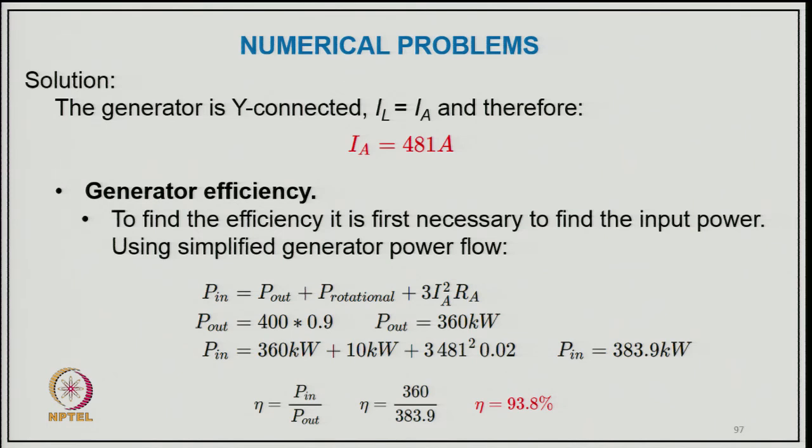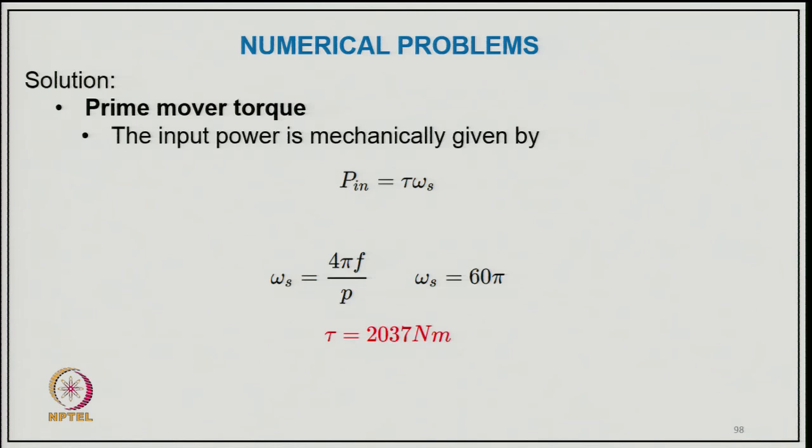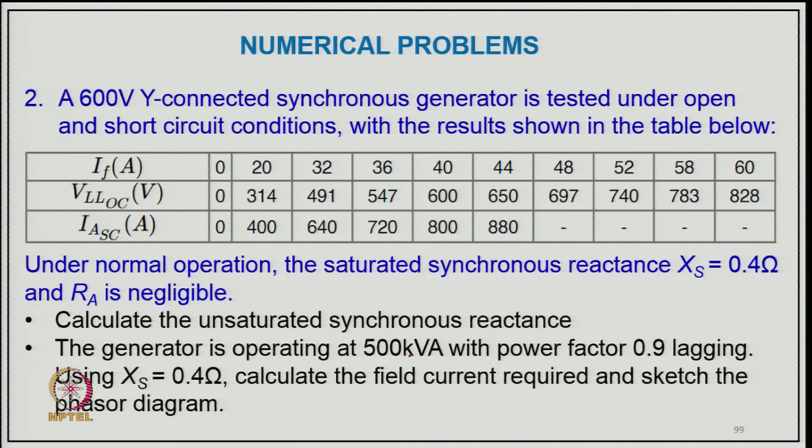And the generator efficiency: to find the efficiency, it is first necessary to find the input power using the simplified generator power flow, P_in equal to P_out plus P_rotational plus 3 I_A square R_A. So P_out equal to 360 kilowatt, and P_in is 360 plus 10 kilowatt plus 3 into 481 square into 0.02, P_in is 383.9 kilowatt. So efficiency is P_out upon P_in, that is eta equal to 360 by 383.9, that is eta equal to 93.8%. And the prime mover torque: the input power is mechanical, P_in equal to T omega_s, and omega_s is 4 pi f upon P, so omega_s is 60 pi radian per second, so T equal to 2037 newton meter.